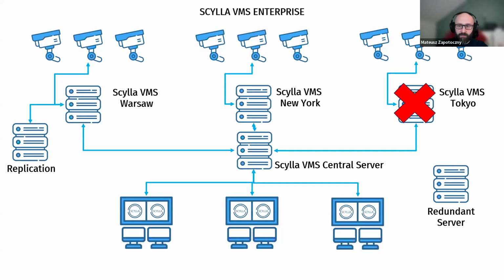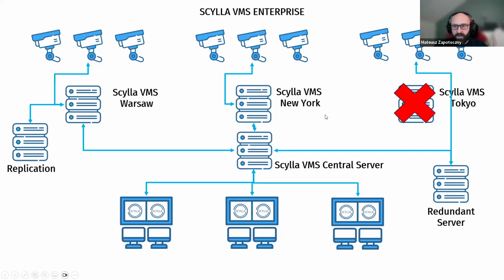So if something happens with this one, the central server will automatically redirect all the cameras and all the clients to the redundant server, and everything will be stored again here. So again, you're ready to go and safe to go.